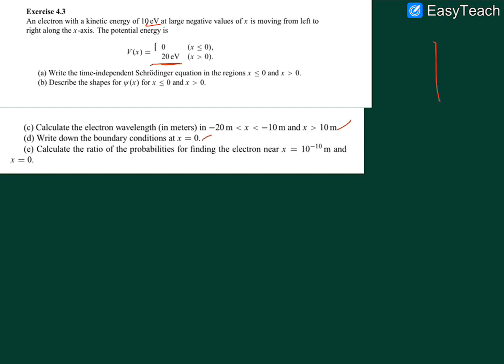So the movement would be something like this. So we have to find the boundary conditions over here, and the ratio of probability at x very like 10 to the minus 10. What would be the probability of finding electron over here and at 0? Alright, so I think I have pretty much explained the question.